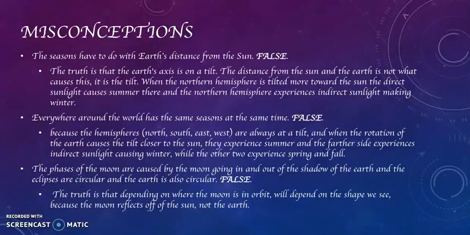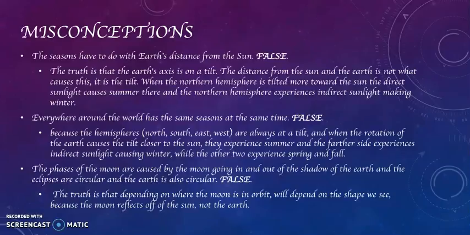So, there may be a few misconceptions you may have. One would be that the seasons have to do with Earth's distance from the sun, and that would be false. You may think this because simply the closer the Earth is to the sun, the hotter it is, and the colder it is means it is far away from the sun. But the truth is that the Earth's axis is on a tilt. The distance from the sun and the Earth is not what causes this. It is just the tilt. When the northern hemisphere is tilted more toward the sun, the direct sunlight causes summer there, and the southern hemisphere experiences indirect sunlight, making it winter.